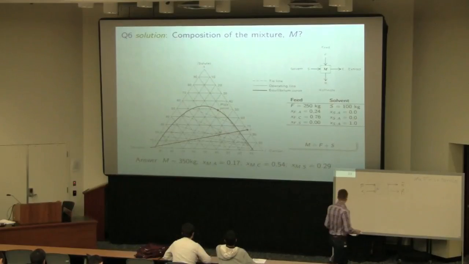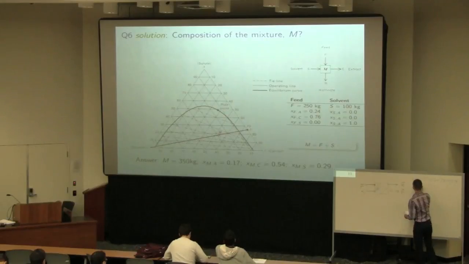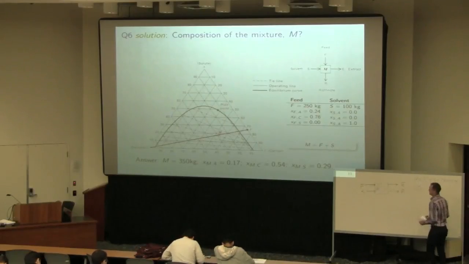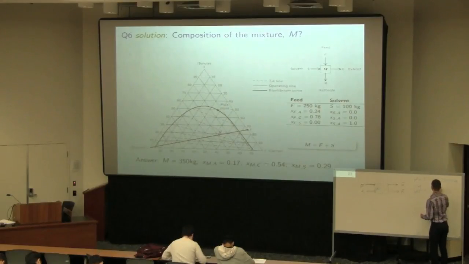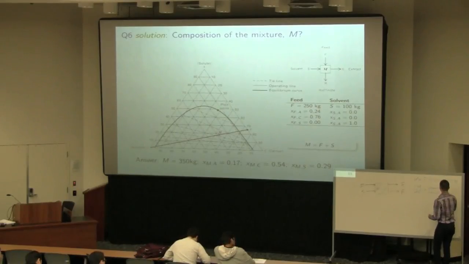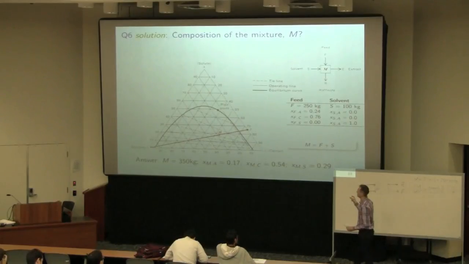If we're trying to do that graphically, we say something along the lines of the lever rule: FM, the distance from F to M, over the distance M to S, is equal to the amount of S divided by the amount of F, which we both know, so that's 100 divided by 250. That gives you a value of 0.4.